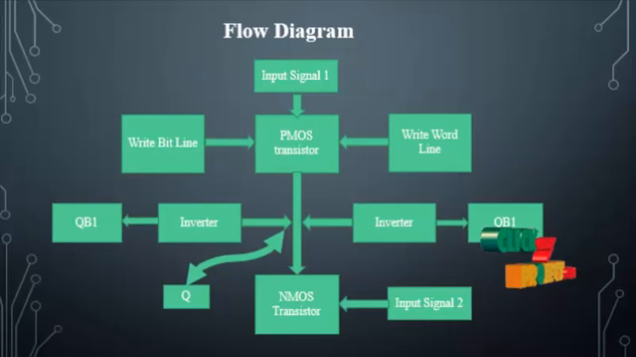The writing inputs, the write bit line and the write word line are applied to the PMOS transistor, and then the output of the PMOS transistor is directly applied to the NMOS transistor via some inverters. This intermediate node is denoted as Q. To get the inverse output of Q, it is denoted as Q bar, using an inverter to obtain the Q bar output from the Q output.